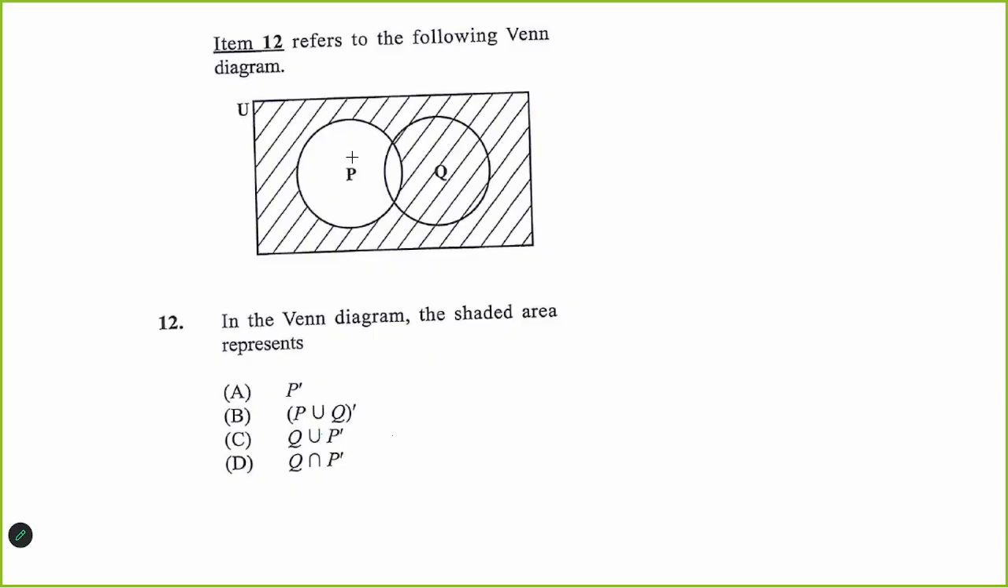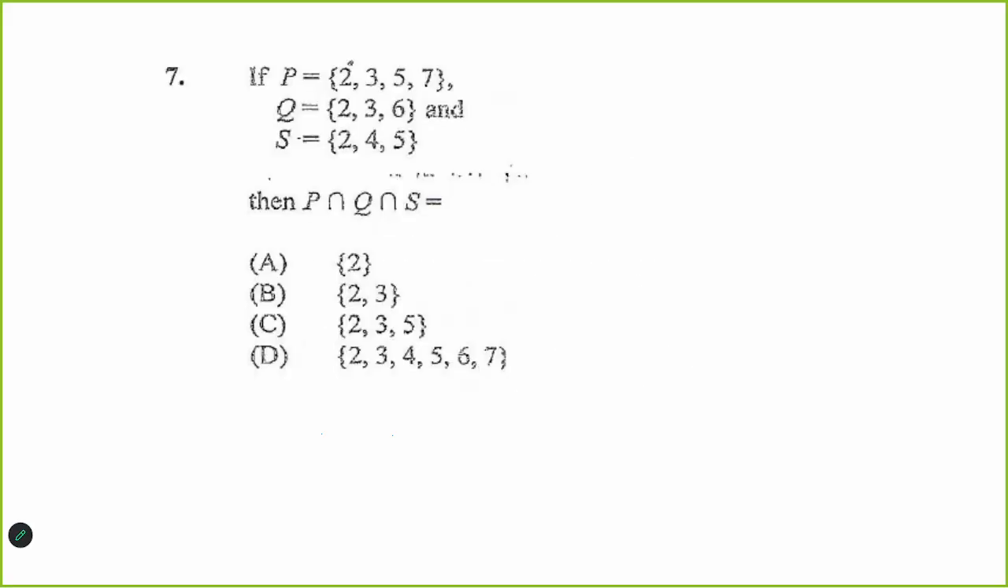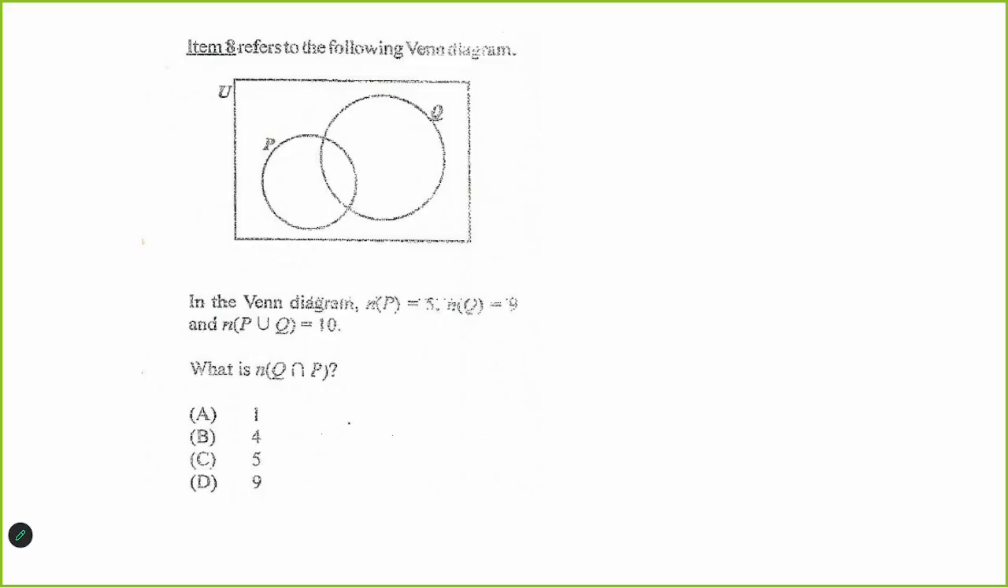This one here is everything outside of P, so that's P complement. Now we're going to do January 2019. The intersection, what they all have in common? They all have 2 in common. This one here, I believe this is our next number, 4.